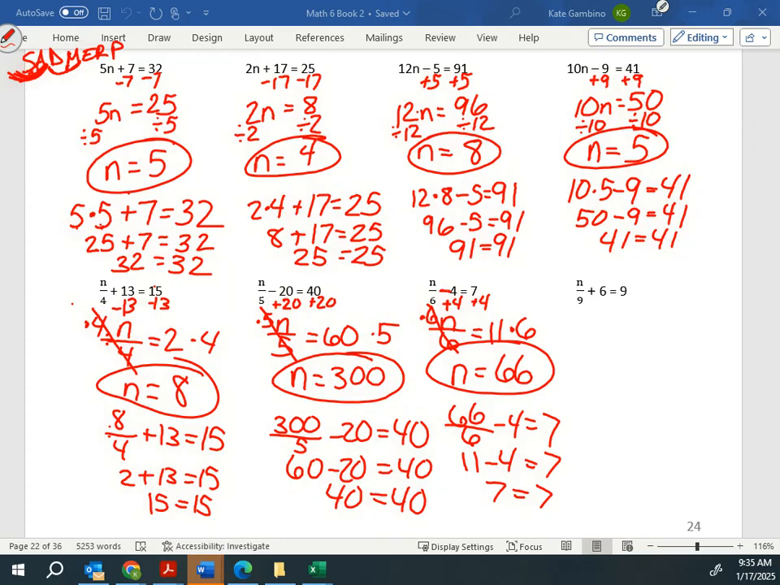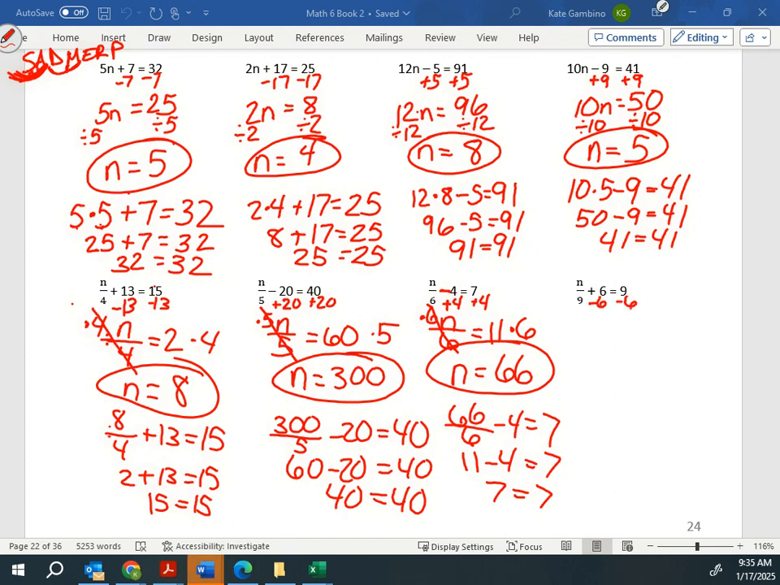So that is our final answer. Last one. N divided by 9 plus 6 equals 9. What's my first step? Aaron? Add 6. I am adding 6. Remember, opposite operation, Aaron. Oh, minus. Because this is adding, I want to subtract.